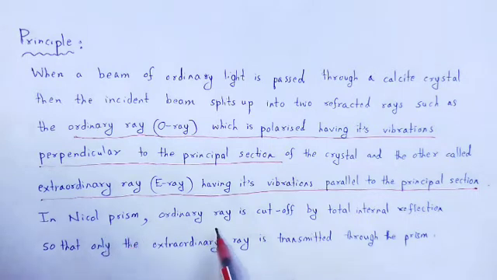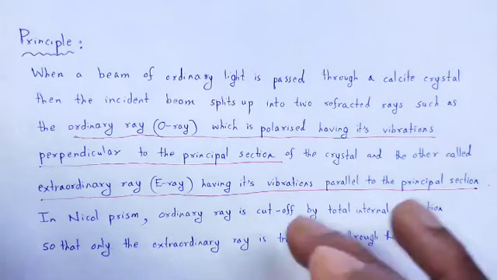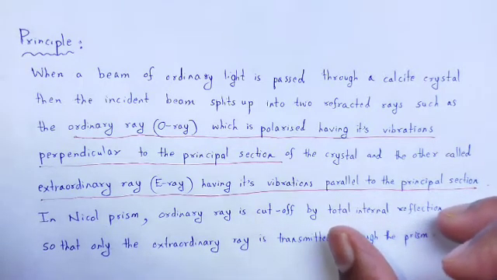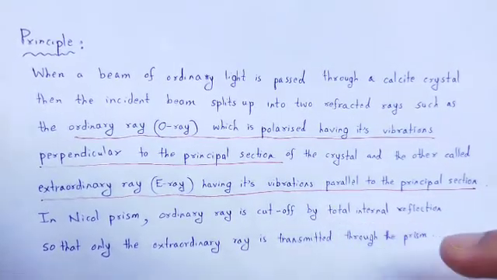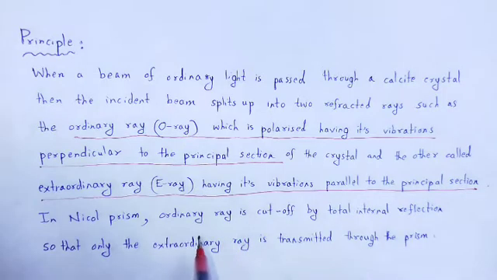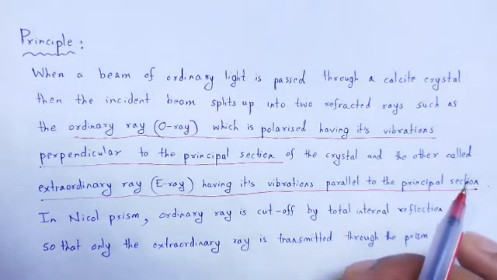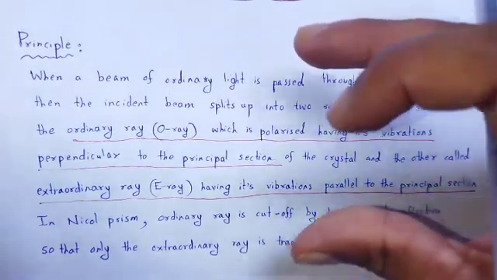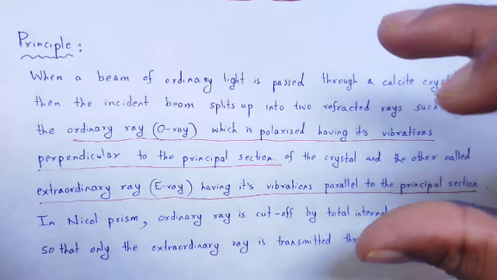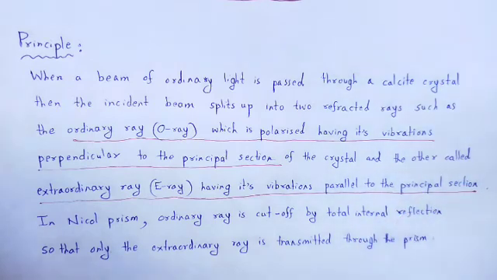In the Nicol Prism, the ordinary ray is cut off by total internal reflection. Here another optical phenomenon occurs, that is total internal reflection for the ordinary ray, and that ordinary ray is cut off by this phenomenon, so that we only collect the extraordinary ray that is transmitted through the prism. Okay, this is the principle of the Nicol Prism.